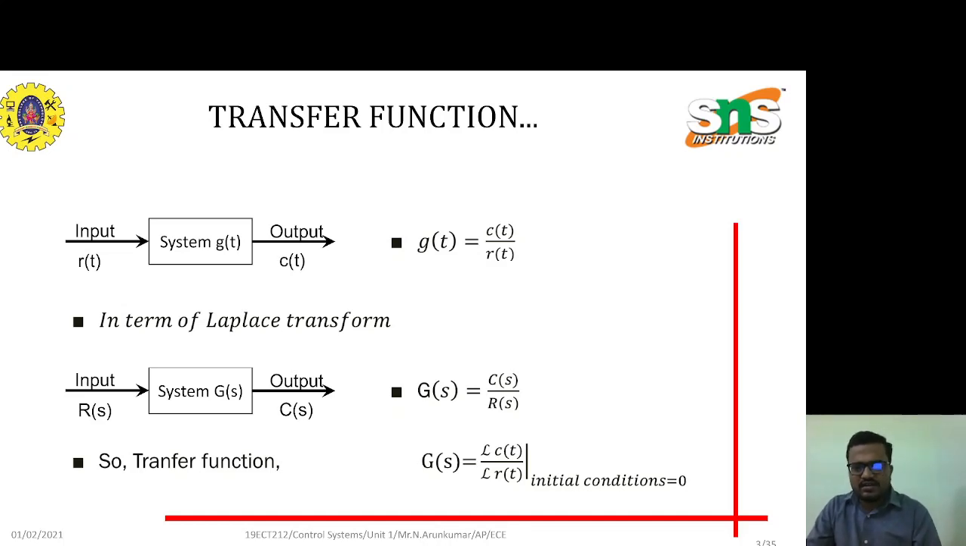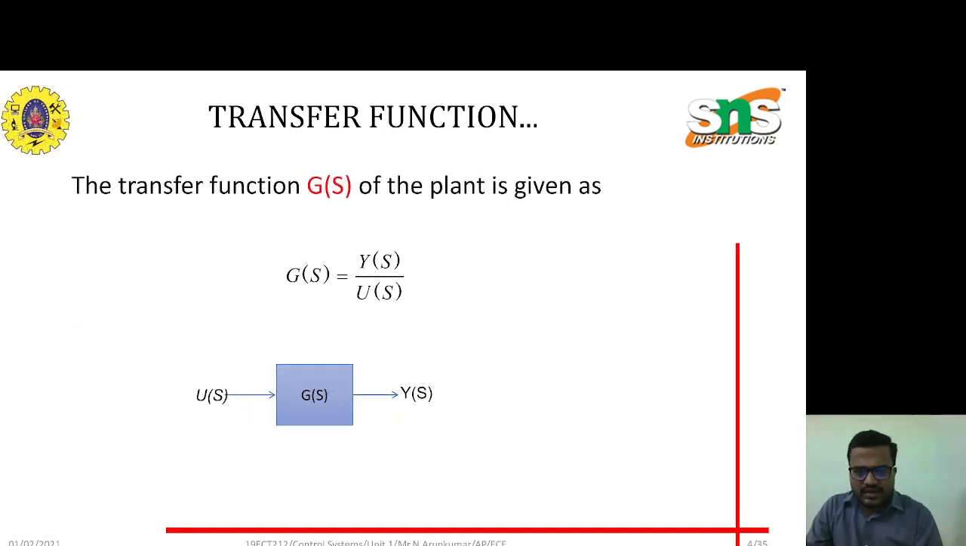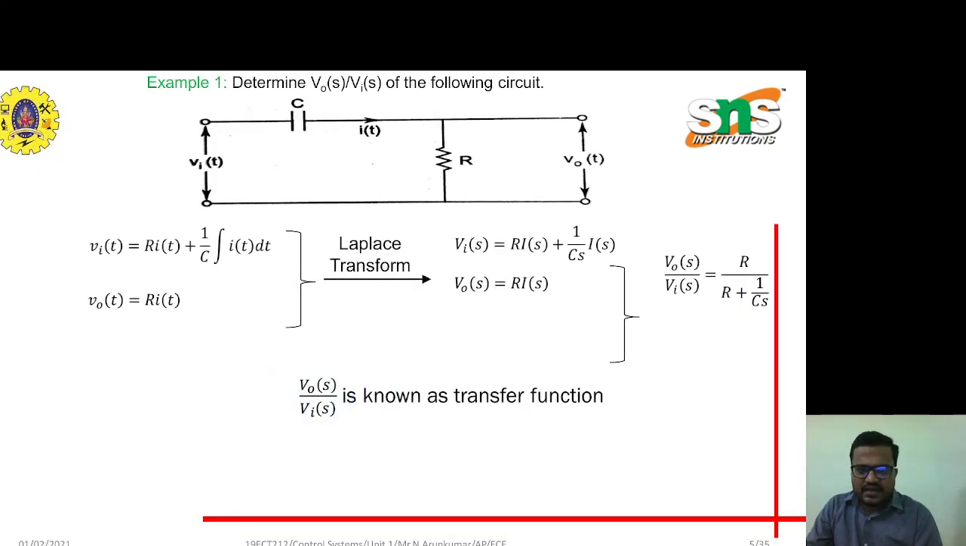While considering a Laplace transform, we are going to make a system function. So g of s equals Laplace of c of t over Laplace of r of t, which become c of s and r of s. Like that, we are going to see g of s equal to y of s by u of s. And the next one is an example.